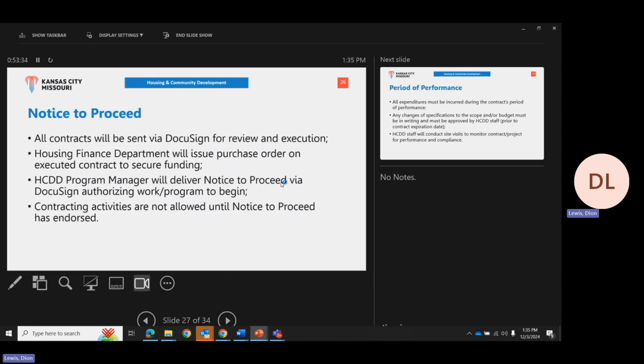Housing Finance Department will issue a purchase order on the executed contract to secure the funding. The program manager will deliver the notice to proceed via DocuSign authorizing the work program to begin. Contracting activities are not allowed until the notice to proceed is endorsed. So again, you may have gotten a contract. If you proceeded before notice to proceed, then you're in violation.